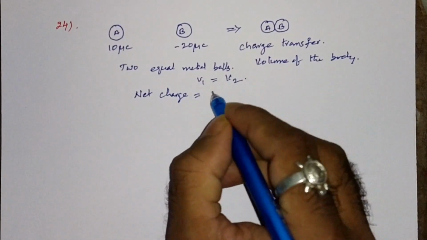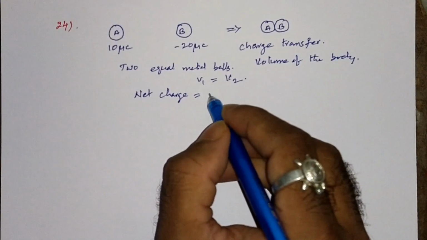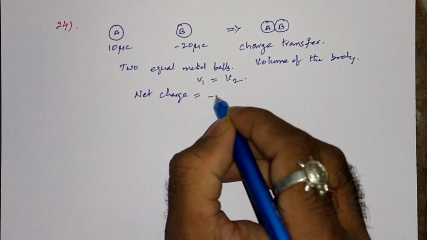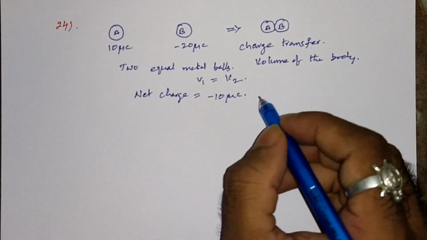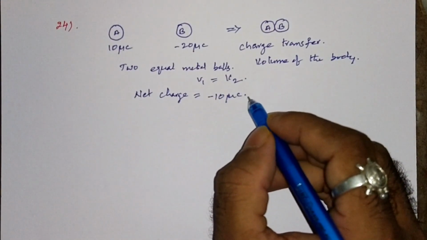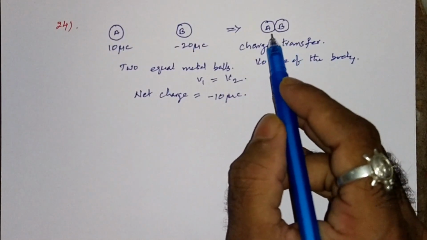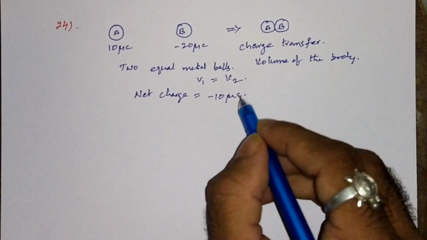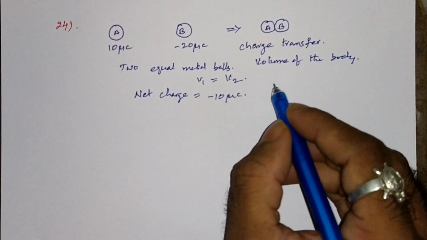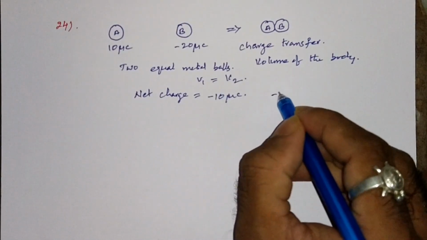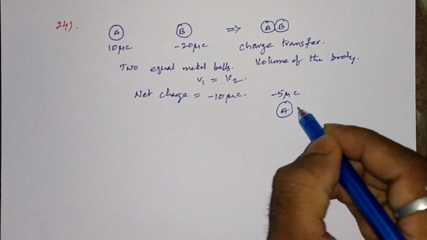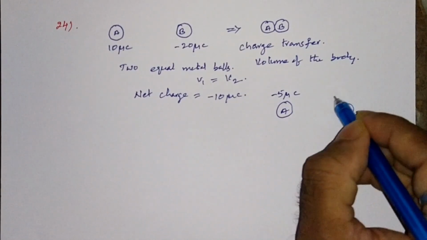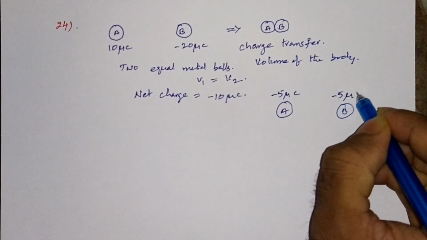Net charge in this case is 10 microcoulomb minus 20 microcoulomb, that is minus 10 microcoulomb. This is the net charge. This net charge is going to divide equally between A and B. That means on A it is minus 5 microcoulomb, and on B it is again minus 5 microcoulomb.